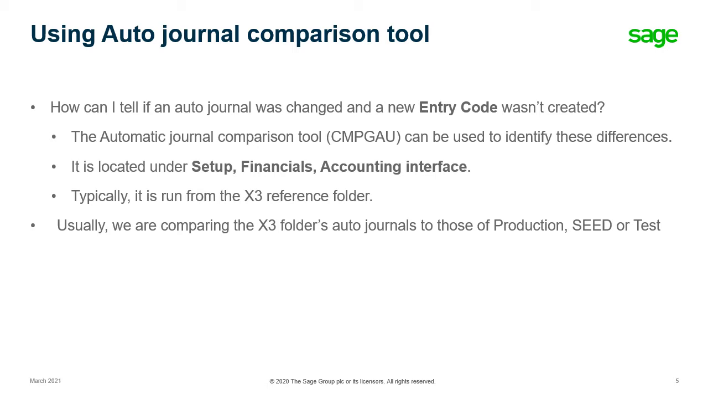Now let's take a minute here to discuss the X3 folder. The X3 folder is our gold standard. We don't change auto journal screens, windows, anything on it. It's what we have to use as a reference. It's what we want to fall back on, and we can compare to.